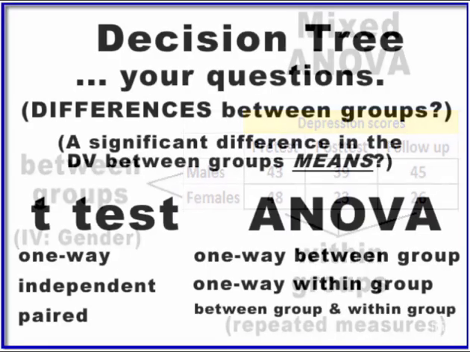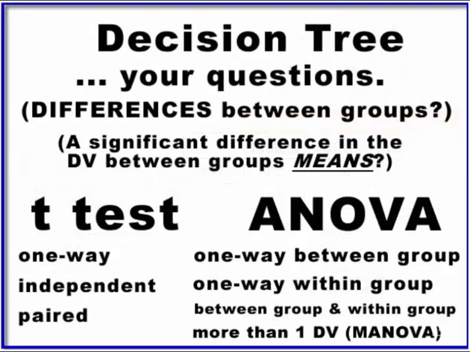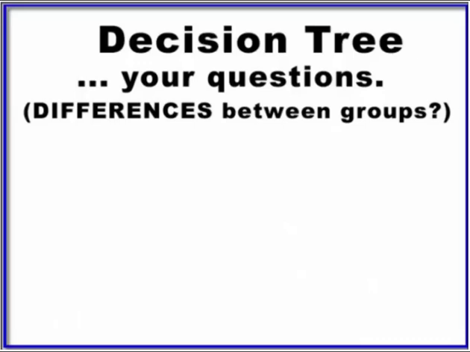And then the last one in reality is if you got more than one DV, that would be a MANOVA. So back to our push-ups and the military guys. If we wanted to see if there was a significant difference in push-ups and sit-ups, so you got 2 DVs, you got push-ups and sit-ups, that would make it a MANOVA. So let's keep going. I almost forgot.